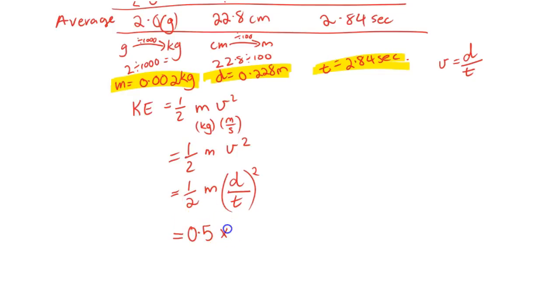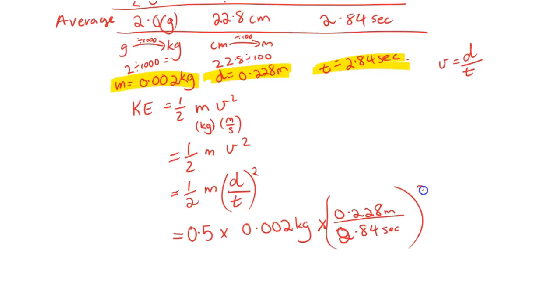0.5, that's my half, times by my mass. Write it in as a kilogram. That's where the numbers get a little bit confusing. 0.002 kilos times by my distance over time, 0.228 meters over 2.84 seconds. They have to be done first, and then we square it. And then you just put this into the calculator.